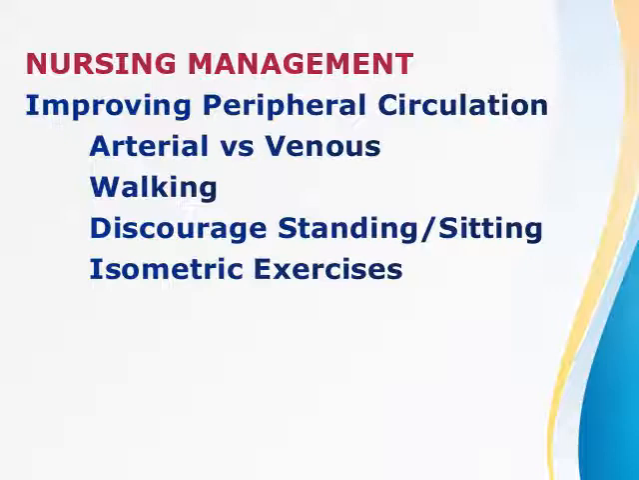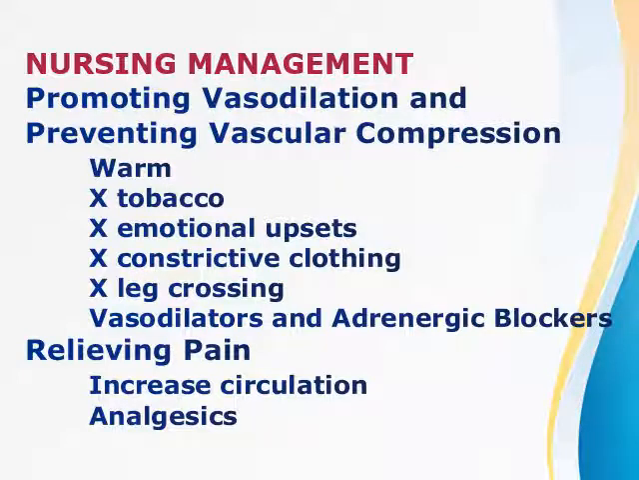Graded isometric exercises may be prescribed also, and the purpose of which is to promote blood flow and encourage the development of collateral circulation. So that is with the hope that your collateral circulation will be able to augment with the decrease in peripheral blood flow. And the next group of interventions are inclined on promoting vasodilation and preventing vascular compression.